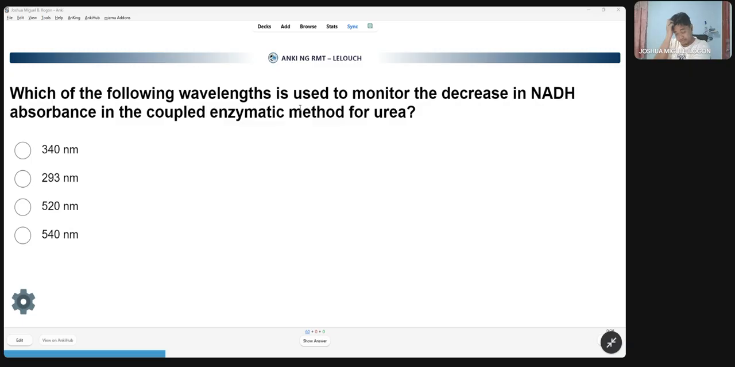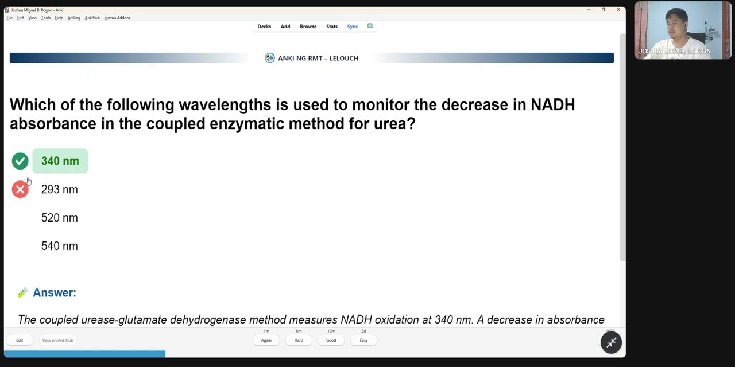I also want to go for 540. But let's see, let's go for 293. It's 340. Okay, we are not close. So it's the coupled enzymatic method. Okay, I got you. Decrease in NADH, 340.